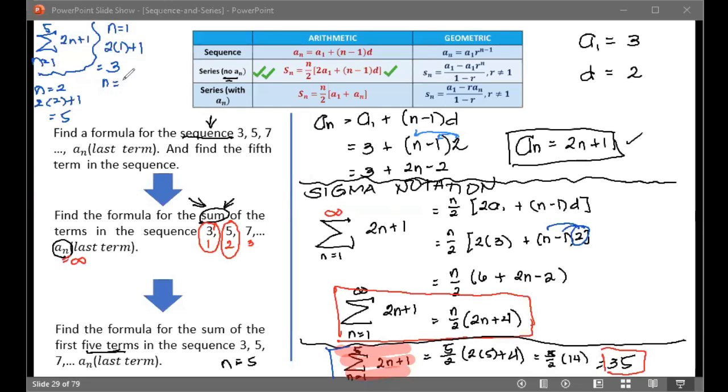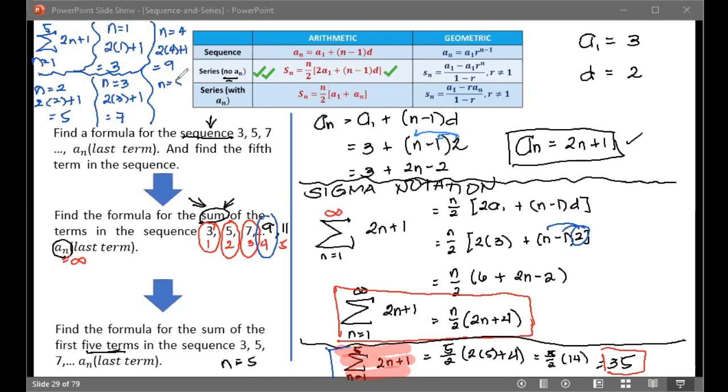Next, n is equal to 3. Let's check the third term. For the third term, 2 times 3 plus 1, so you'll have 7. You have the third term, 7. If you will continue, we must be able to get 9 for the fourth term and 11 for the fifth term. Check natin kung tama yung ginawa nating formula. Let's continue the substitution. We have n is equal to 4, or the fourth term. 2 times 4 plus 1, you have 9. So tama na naman to.